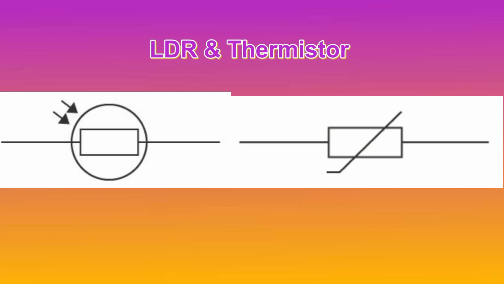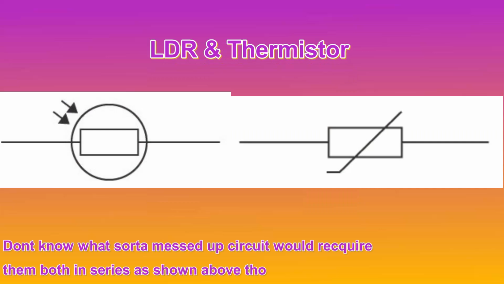Now then, the LDR and thermistor, unlike the variable resistor and the fixed resistor, are affected by the environment, with the LDR having a decreased resistance the higher the intensity of light, and a thermistor having a decreased resistance the higher the temperature. These have many usages, such as in streetlights and things like that.